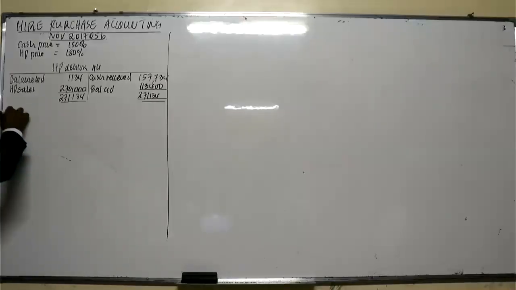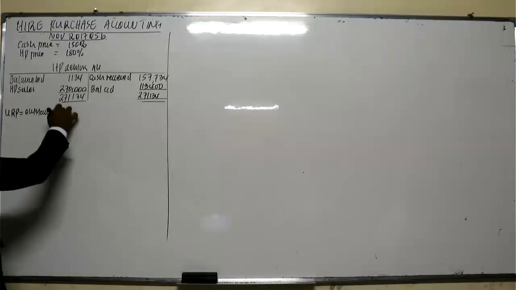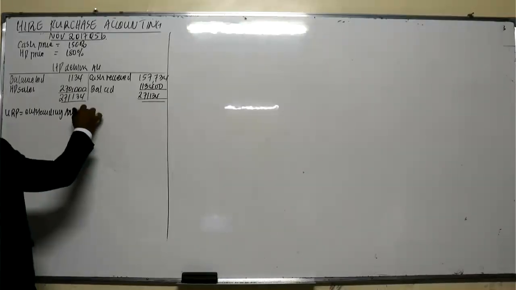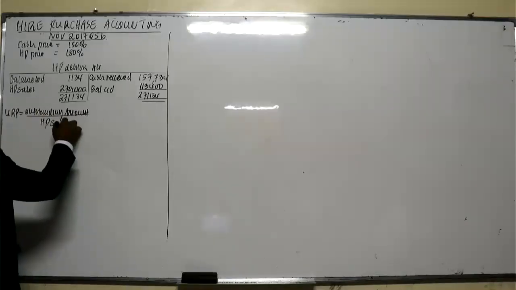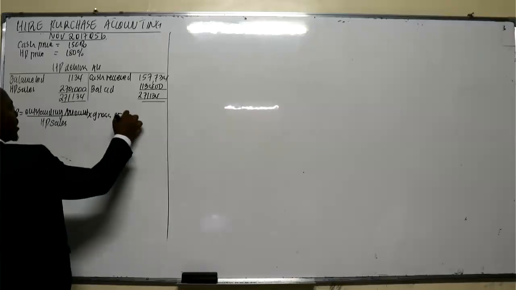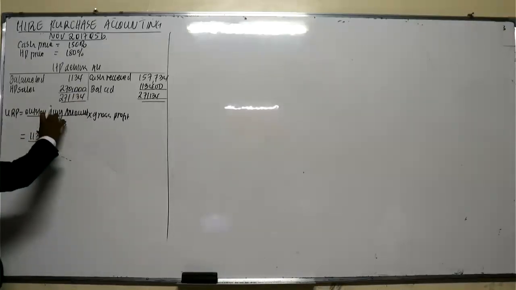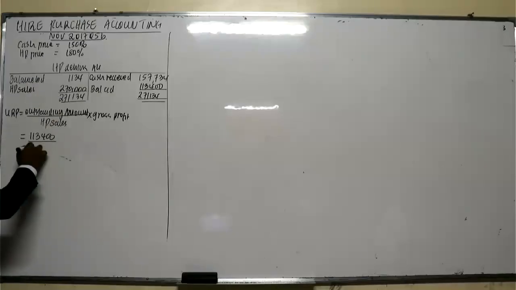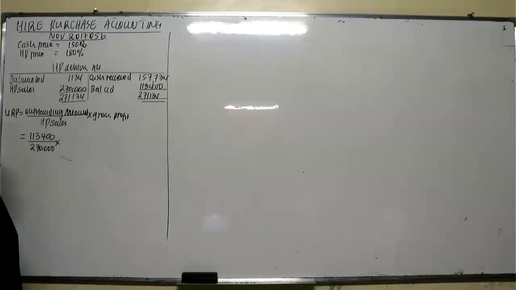For unrealized profit, you take the outstanding amount, you divide by the hire purchase sales, you multiply by the gross profit. So the starting point for debtors, we have 113,400. You divide by the hire purchase sales, which was 270. Then you multiply by the gross profit. How do you arrive at it? The hire purchase sales was 270.